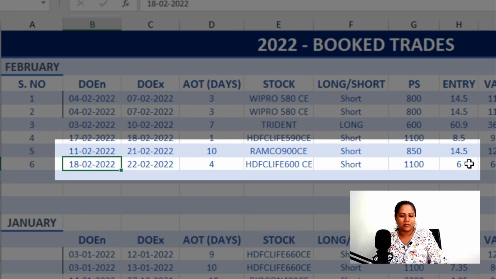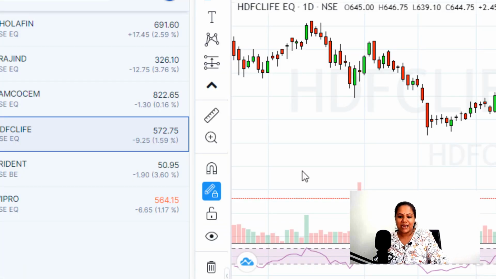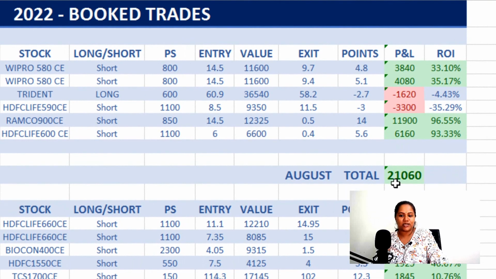So it had a premium of just 6 rupees, but that was okay. So my idea was, at least I want to recover the 3,300 rupees of loss. So what I did was I made an entry into that, and I exited that today with a profit of about 6,000 rupees. And totally in Zerodha you can see I made a profit of 21,000.